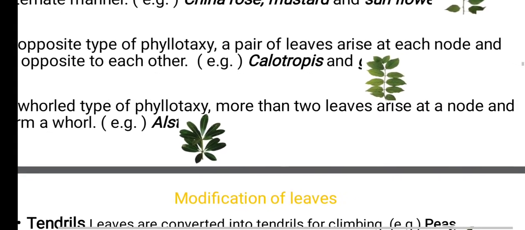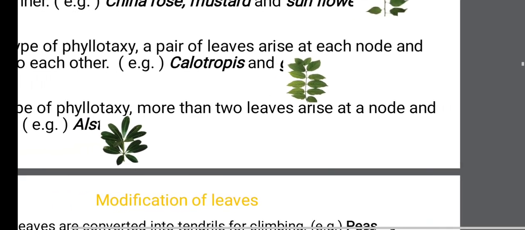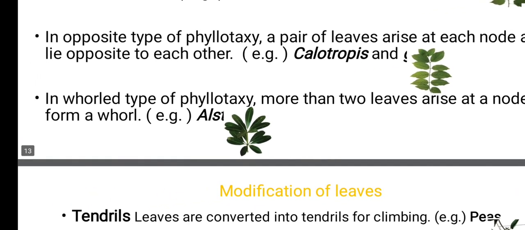In this type of phyllotaxy, more than two leaves arise at a node and form a whorl, a circle-like structure. This type of phyllotaxy is known as whorl type phyllotaxy.